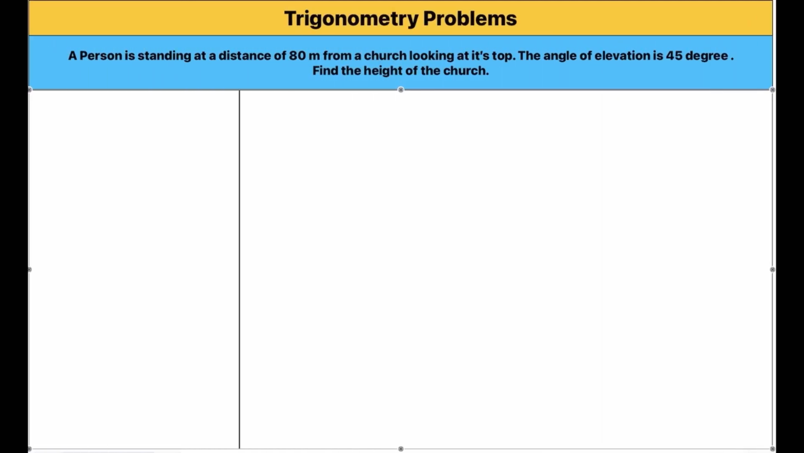Let us look at the problems where we can apply trigonometry. Here is one problem. A person is standing at a distance of 80 meters from a church looking at its top. The angle of elevation is 45 degrees. Find the height of the church.